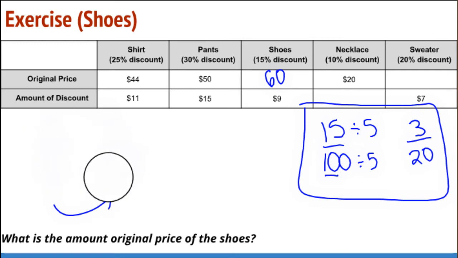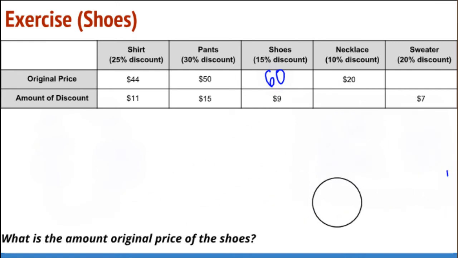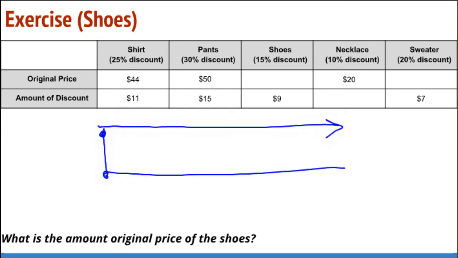Now, could I do this with a double number line? Of course I could. I know that there is a total price out there, and that is 100%. And I know that I have a 15%, and that it is equal to $9. And I need to count from 0 to 100, and I need to land on the 15. This is a time when the double number line may not be as efficient because I'm going to have to count by fives. I'm going to get to draw a lot of little lines.